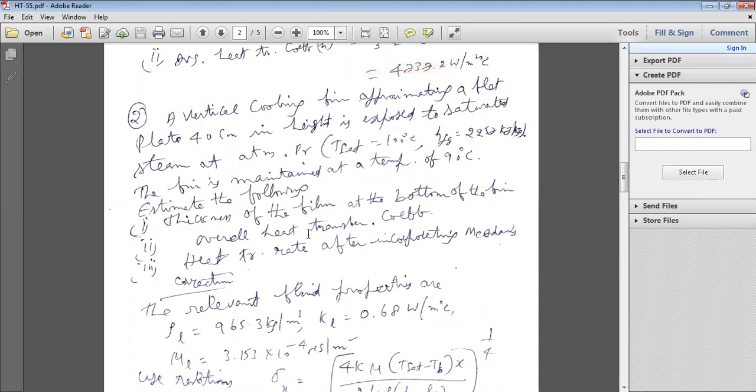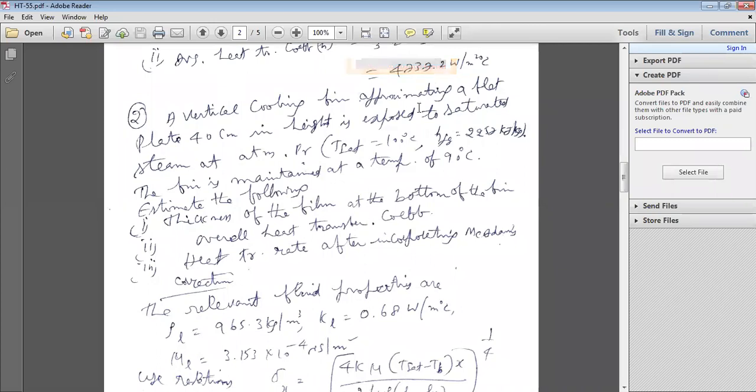McAdams correction. Okay, don't worry about that one. So here, vertical plate: condensation of steam on a vertical plate. Whenever the steam condenses on a vertical plate, how to calculate boundary thickness delta, how to calculate local heat transfer coefficient, how to calculate average heat transfer coefficient, the formula has been given in the last class yesterday.